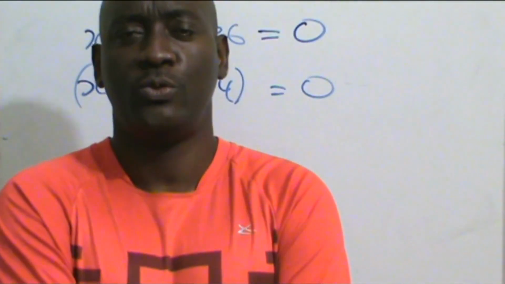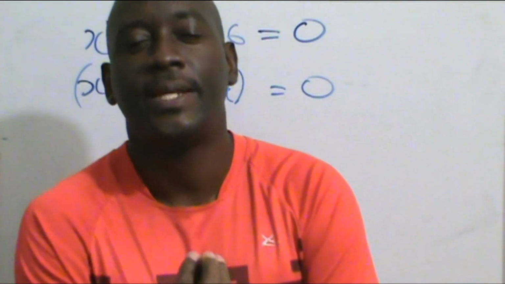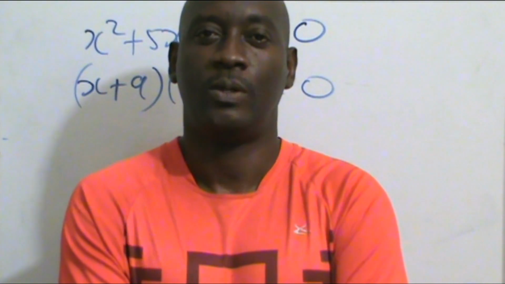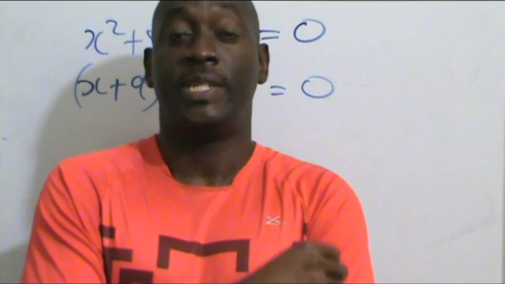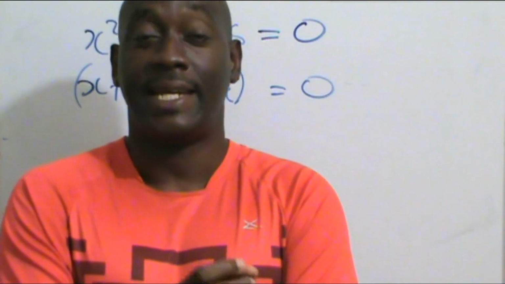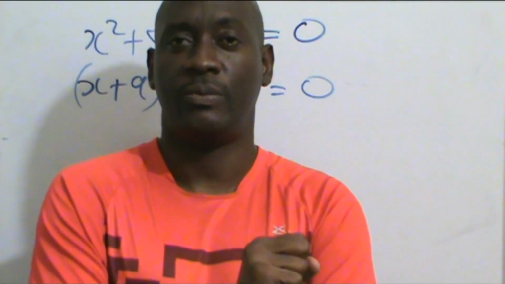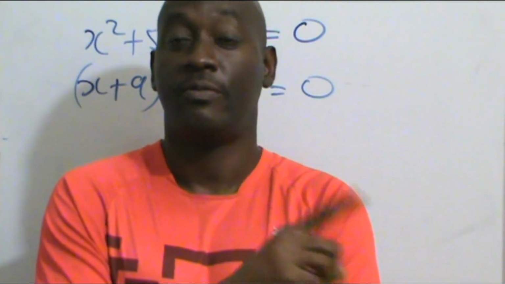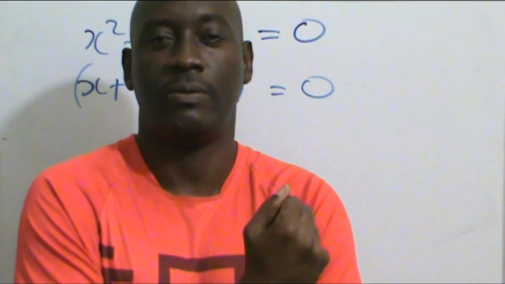If you multiply any two entities to get 0, what does that mean? What can you derive from that? What is the implication of that? The implication is that at least one of those two entities will be 0. In other words, you just need one entity to be 0 for the whole thing to be 0. That is the nature of 0.